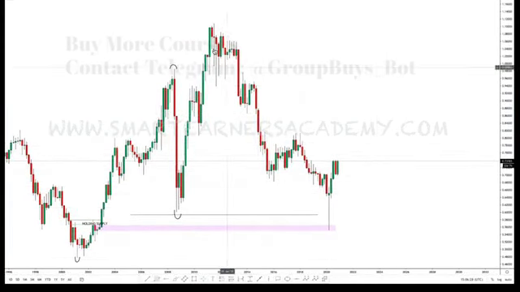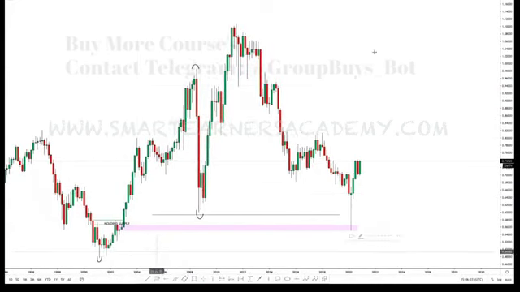Alright. So now, this is inner structure. Okay, that's what this is, because what price is doing here is lower highs, lower lows, lower highs, lower lows. Inner structure, but this is the major structure right here. So what we have here is liquidity.